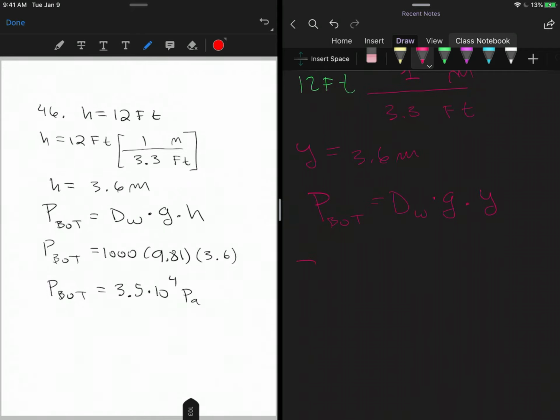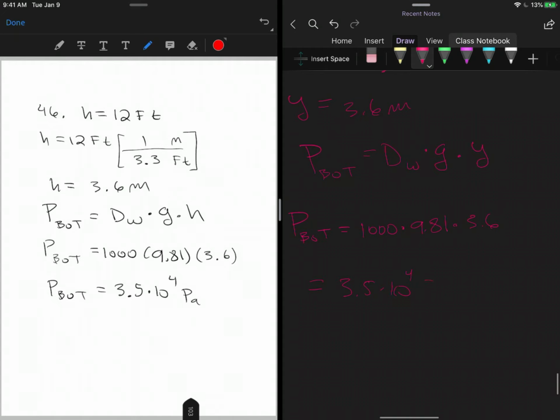So the pressure at the bottom is going to equal the density of water, which is 1,000, times gravity, 9.81, and times the height in meters down, so 3.6 meters. And that should give you 3.5 times 10 to the 4 pascals.